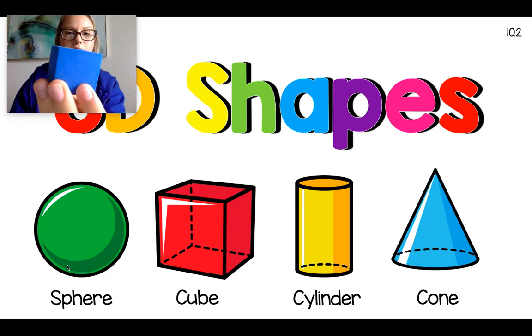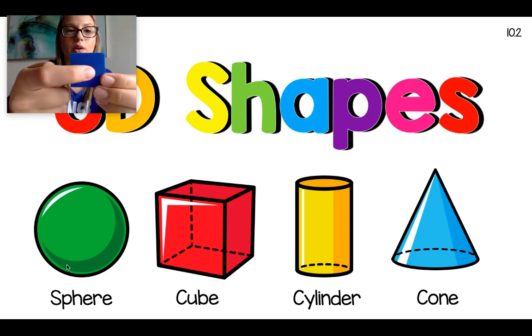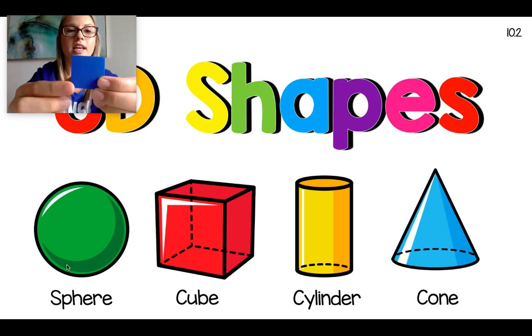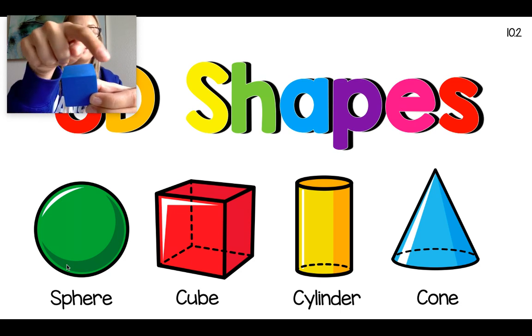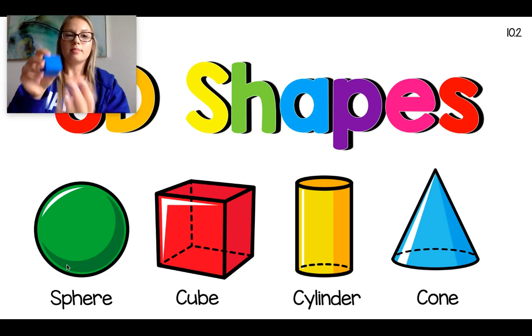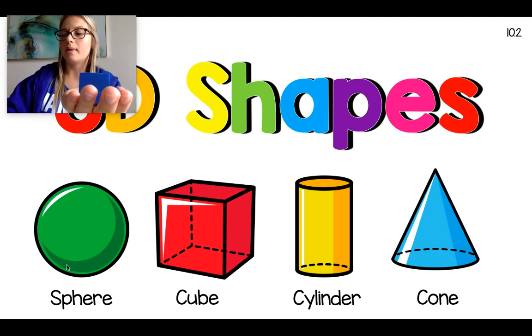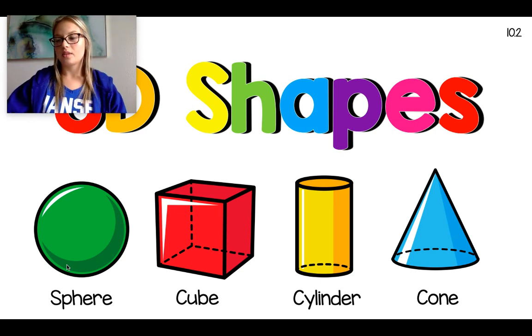A cube is flat, right? It has 6 flat surfaces that are all squares. Let's count. 1, 2, 3, 4, 5, 6. And how many vertices does a cube have? 1, 2, 3, 4, 5, 6, 7, 8. So 8 vertices. Because a cube is flat, we can't really roll it, right? It just kind of flips over, doesn't really roll. But a cube can stack. So I can stack another cube on top because it has a flat surface.